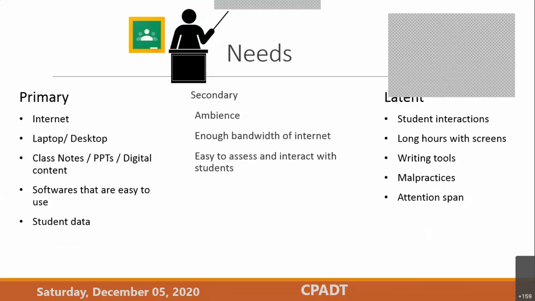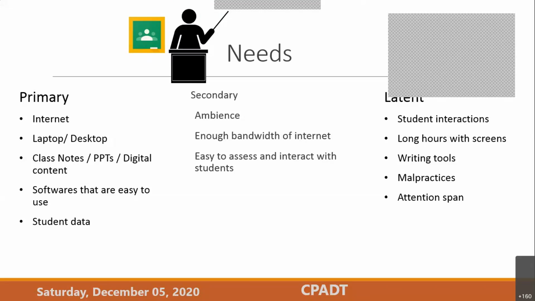Now, online teaching, from the teacher's perspective. A primary need for a teacher to teach online is a laptop or a desktop with proper bandwidth and the proper software, and internet with all the students' data should be available. So these are the primary needs for a teacher. From a teacher's perspective, I'm talking about. Secondary needs: the ambience, enough bandwidth. Can I access easily? Can I interact with the students through the software that is being given to me?